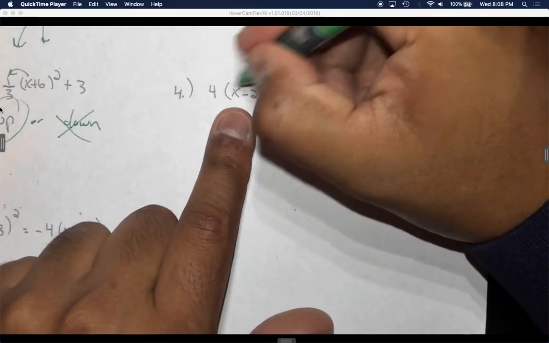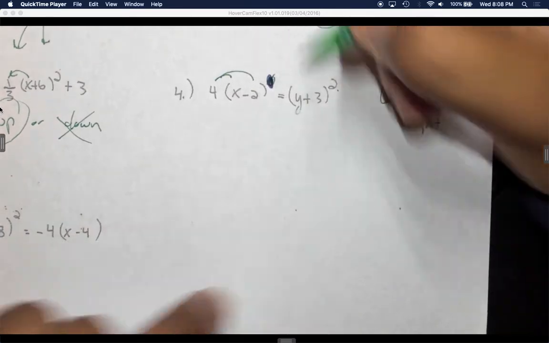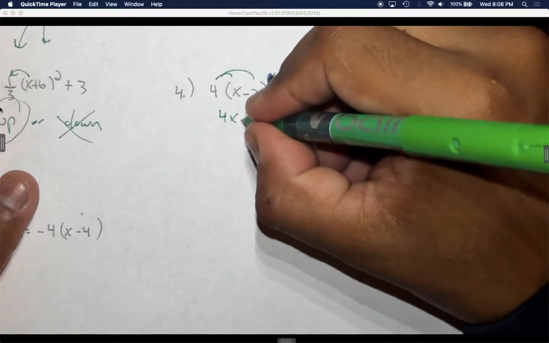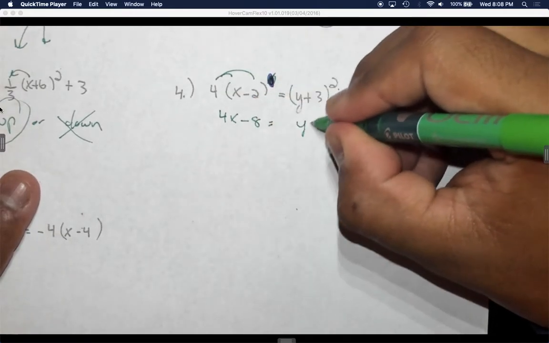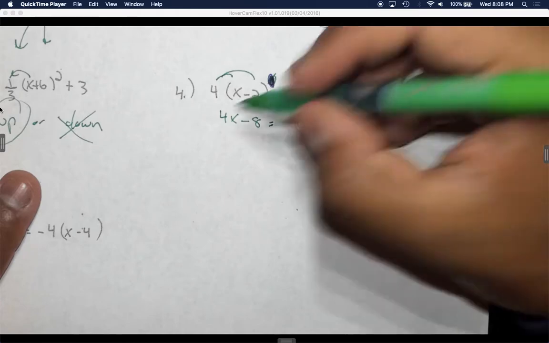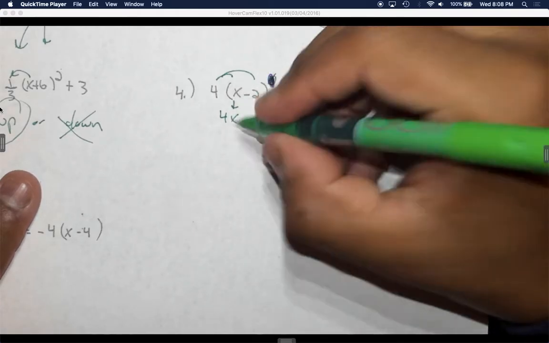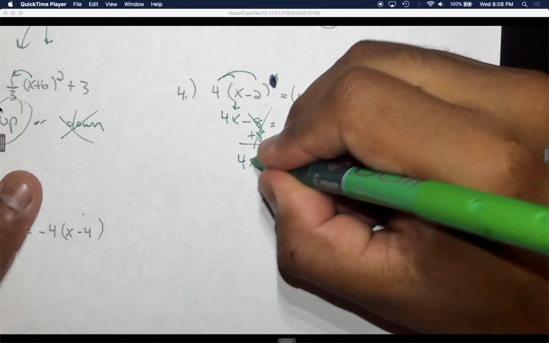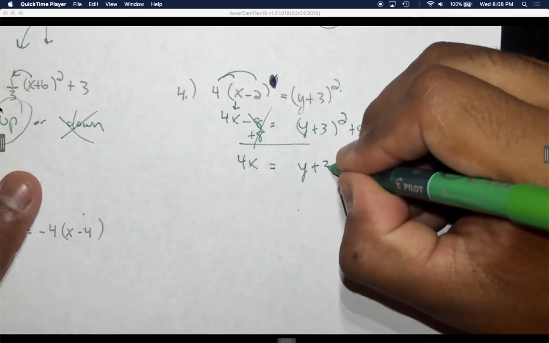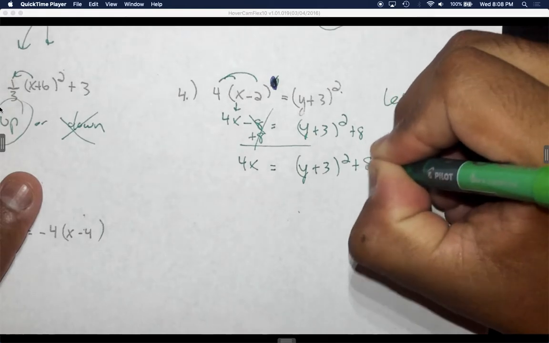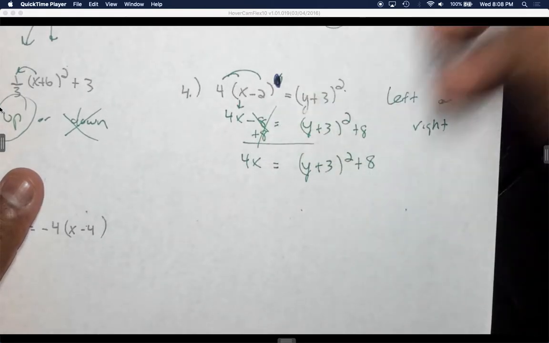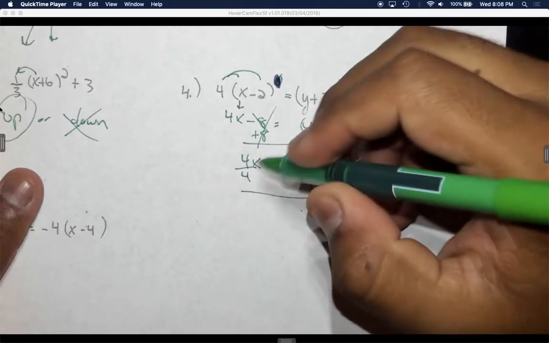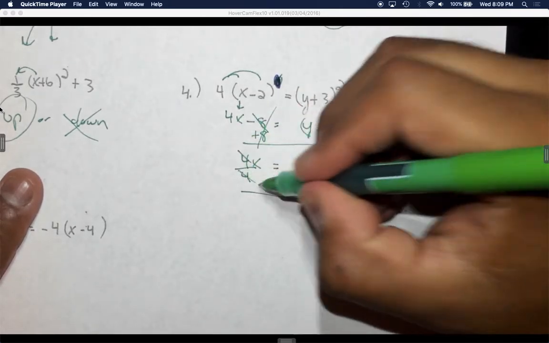Now, before you get to that, you know what to do when you see parentheses. The first thing you want to do is distribute. 4 times x is 4x. 4 times -2 is a -8, and that is still equal to y plus 3 squared. Now, solving for x, what are you going to get rid of first? Get rid of what you're adding and subtracting, you end up with 4x is equal to y plus 3 squared plus 8. Now, how do we get rid of that 4? What you want to do is divide everything by 4. Everything, all the terms. These 4's cancel out.